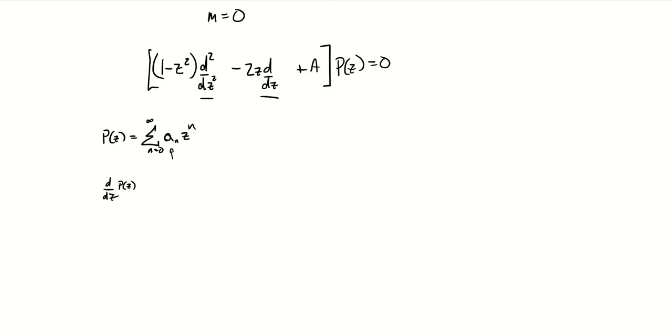So with that as our function, the first derivative with respect to z is just going to be a sub n times n z to the n minus 1, right? And the second derivative, we can do it again: d squared P of z is equal to, and hopefully we can all follow this, a sub n times n times (n minus 1) z to the n minus 2. So when we operate all those in there, what does our differential equation become, right?